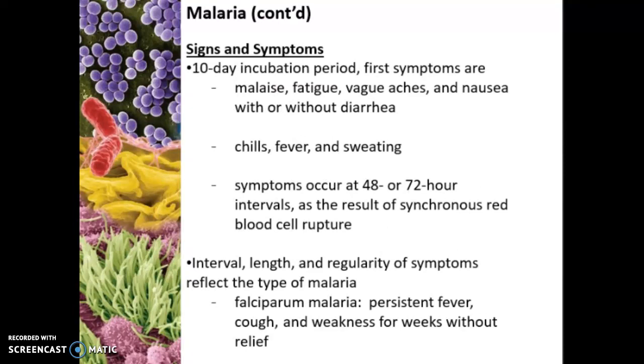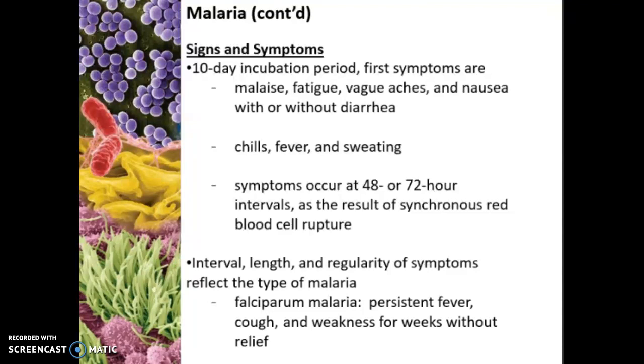So the signs and symptoms: there's generally a 10-day incubation period, with the first symptoms being very vague and sometimes mild. There's malaise, there's fatigue, vague aches, and there's generally nausea that can sometimes have or will not have diarrhea. Then the more severe symptoms are going to be the chills, the fever, and the sweating, usually night sweats, and these symptoms occur at 48 to 72 hour intervals. And this is a result of what's called synchronous red blood cell rupture. And we'll talk a little bit more about that when we look at the figure.